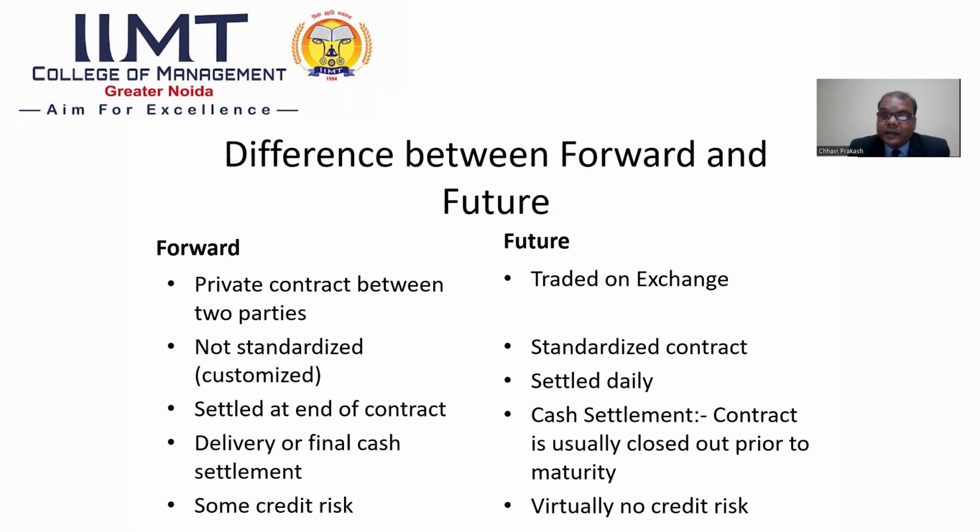So this is the cash settlement, where the difference of the contract, the difference of the buying and selling, that is the profit and loss, is only exchanged in cash by both parties. Delivery does not take place. Then in a forward contract, we have some credit risk. We have already discussed that there can be default in case of a forward contract, but in case of a future contract, there is virtually no credit risk.